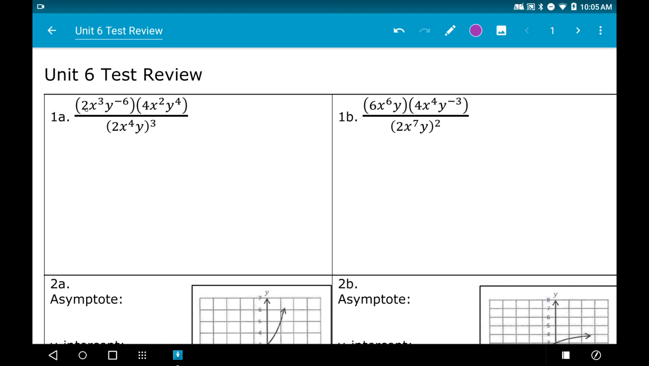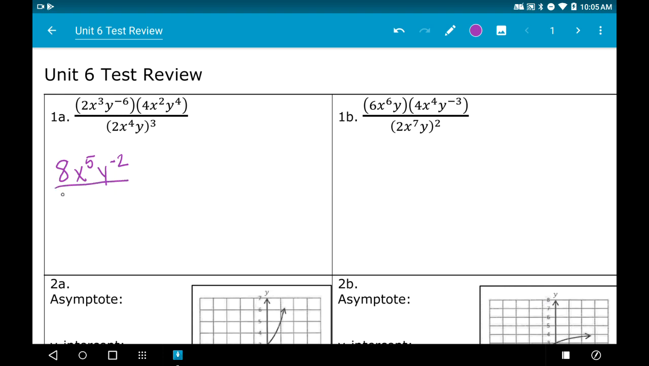So it's 2 and then times 4. We're going to multiply those like normal to get 8. Then when we multiply exponents, we're going to add them together. So 3 plus 2 would give me x to the 5th. Then y to the negative 6 times y to the 4th. You're going to add those and you get y, negative 6 plus 4 is negative 2.